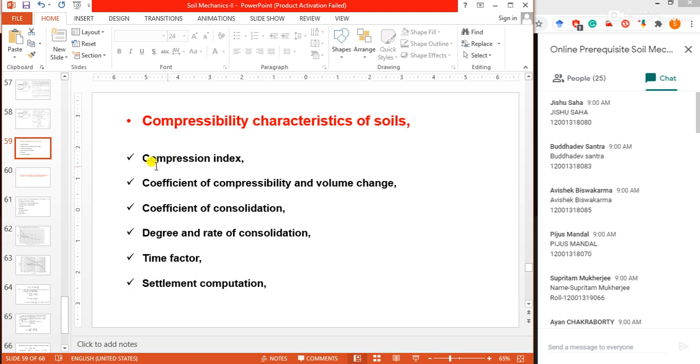Again, I am repeating, very important. Compression index, coefficient of compressibility and volume change, coefficient of consolidation. These three things have been covered today, so these three things are very important. Compression index, coefficient of compressibility, coefficient of volume change, coefficient of consolidation.